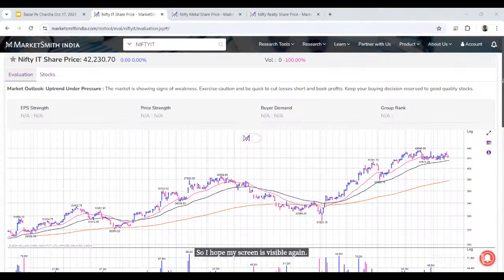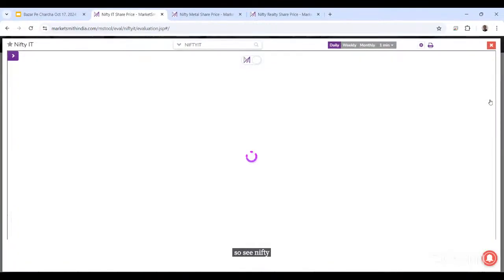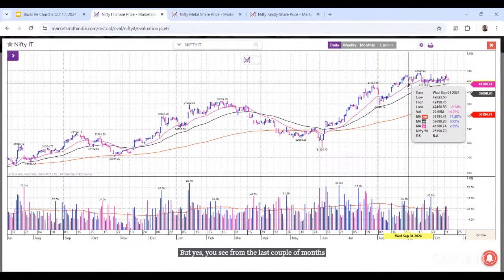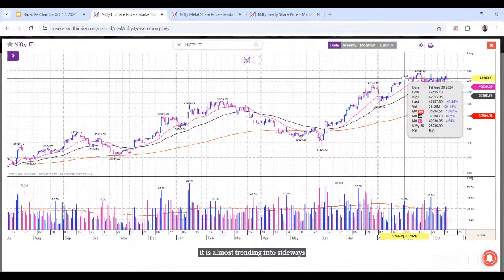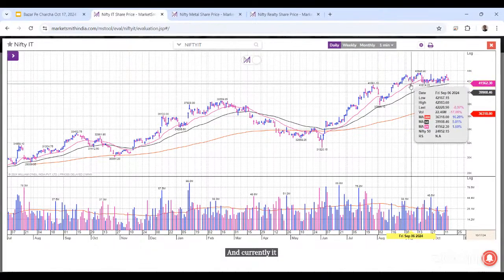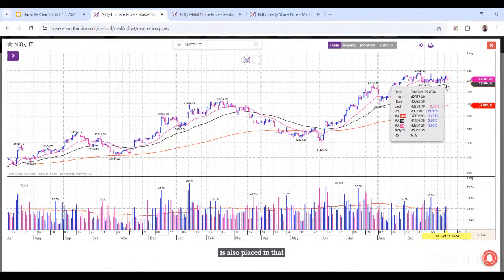Yes, so this is the Nifty IT index chart. See, this is the only sectoral index which is looking comparatively quite attractive and holding above all key moving averages, including the short-term 21 DMA. But from the last couple of months, it is almost trending sideways. The sideways zone is 41,000 to 43,500. Currently it is trending in that zone, 41,000 on the downside and almost 43,500, 43,700 on the upside. Further, this 50 DMA, this black color line, is also placed in that range, approximately 41,500 to 41,000.